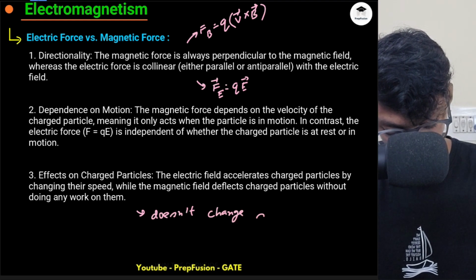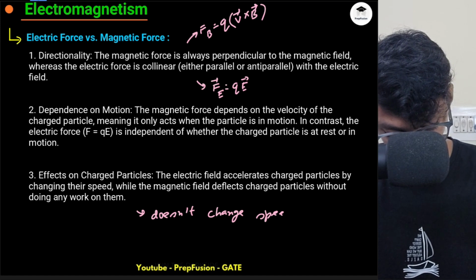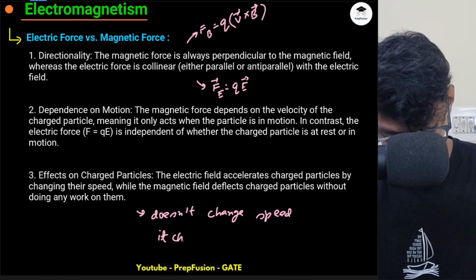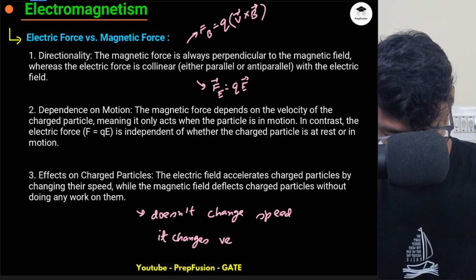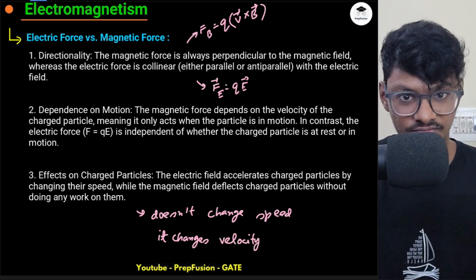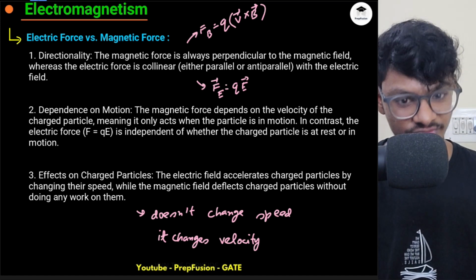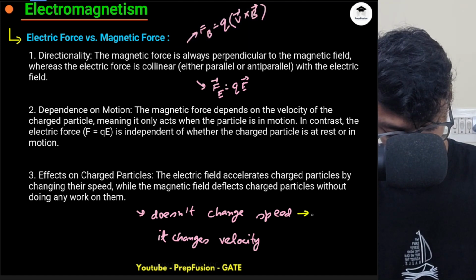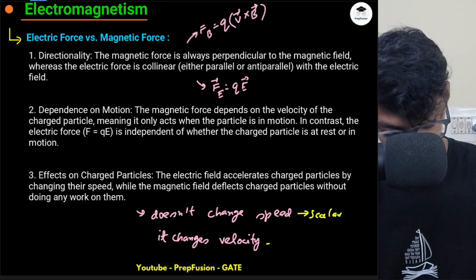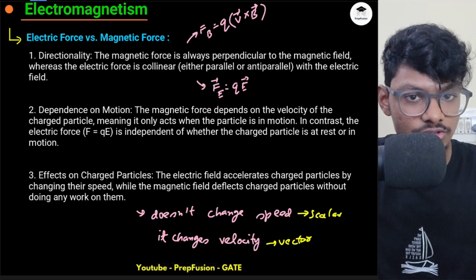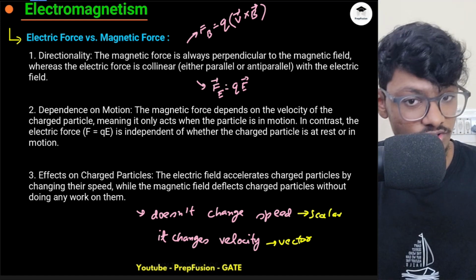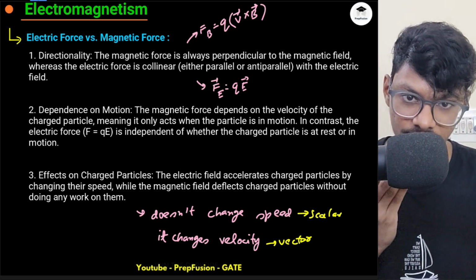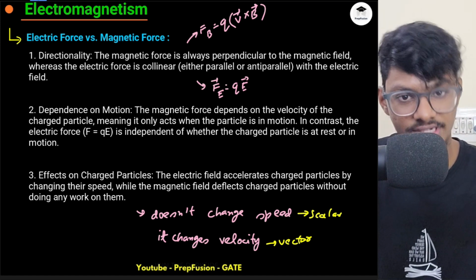change speed, it changes velocity. Now you might say, sir, speed and velocity are different things. Yes, they are. Obviously we have learned in physics, right? This is a scalar quantity, and this is a vector quantity, right? So it will change its direction, so it will follow a uniform circular motion. So actually it does not do any real work, but it does change its direction. So that is what the magnetic field does, and the electric field changes its direction and speed, obviously.